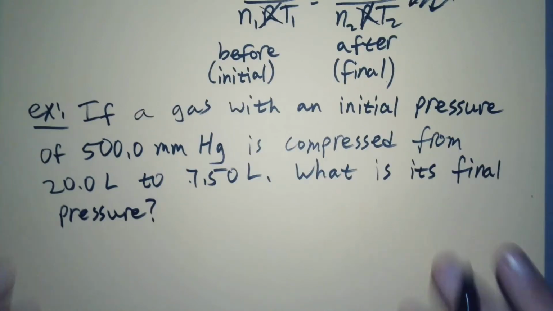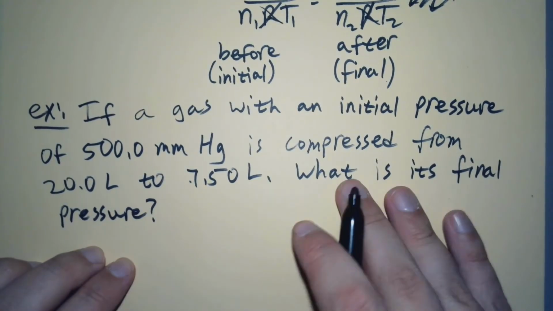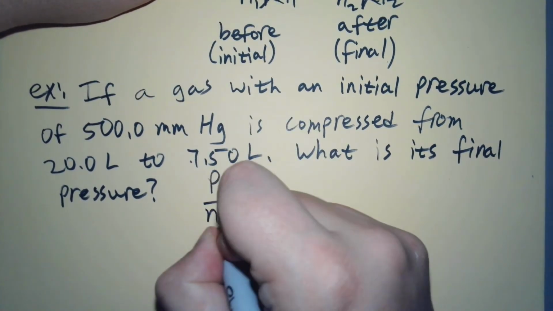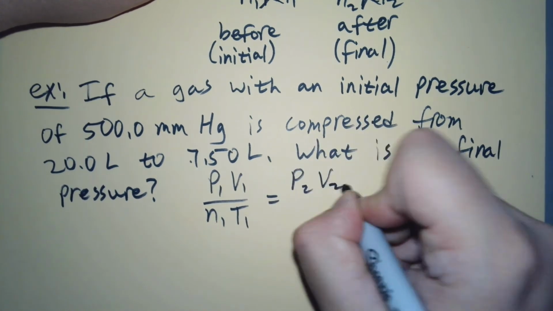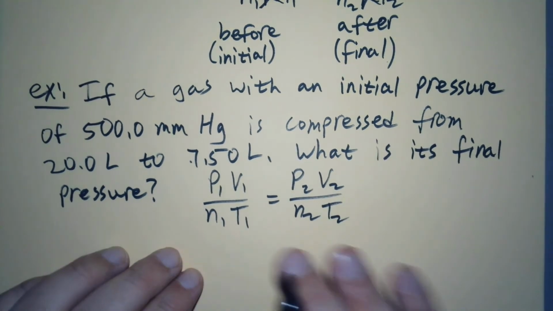Couldn't have said it better myself. Alright, so you see this, you go, there's an initial, there's a final. We've got P1 V1 over n1 T1, or you can put the R in there if you want, but we talked about how you can cancel it right off the bat. We've got our before, we've got our after.